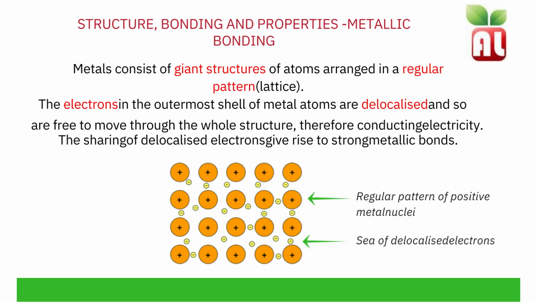In metallic bonding, there is a regular pattern of positive metal nuclei surrounded by a sea of delocalized electrons. It is important to note that metallic bonding does not occur between metals. It is the structure and bonding within each individual metal.